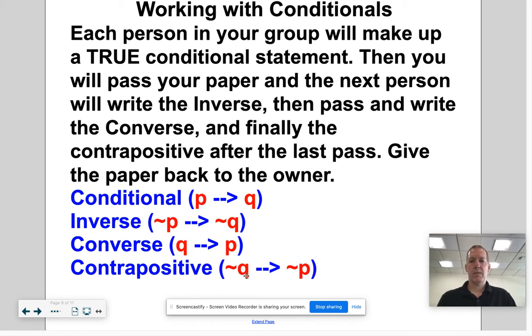And the contrapositive does both. So we got the negation, but we also took the Q and the P and we switched them. So same thing as before, just shorthand notation. If I don't drink tea, then I am not thirsty, right? Okay, so you've got to get used to that.